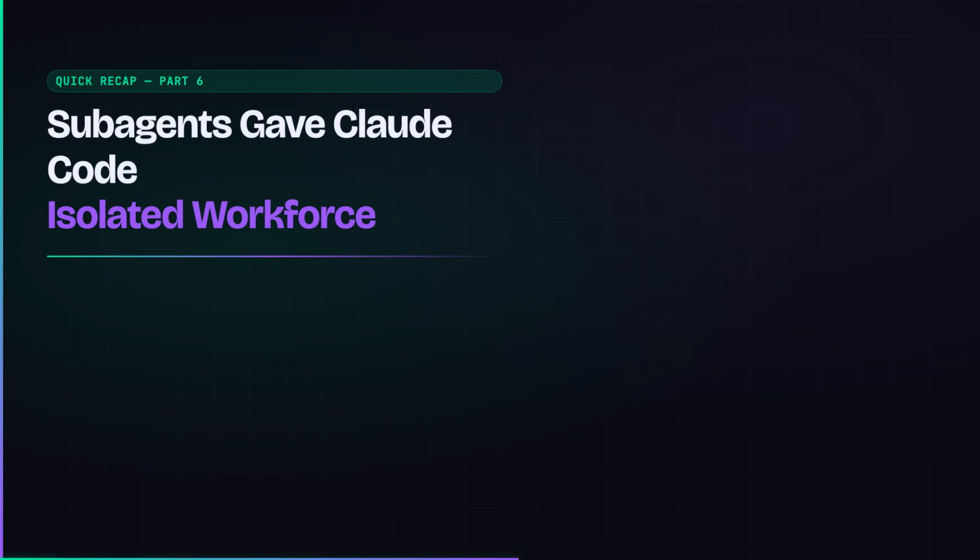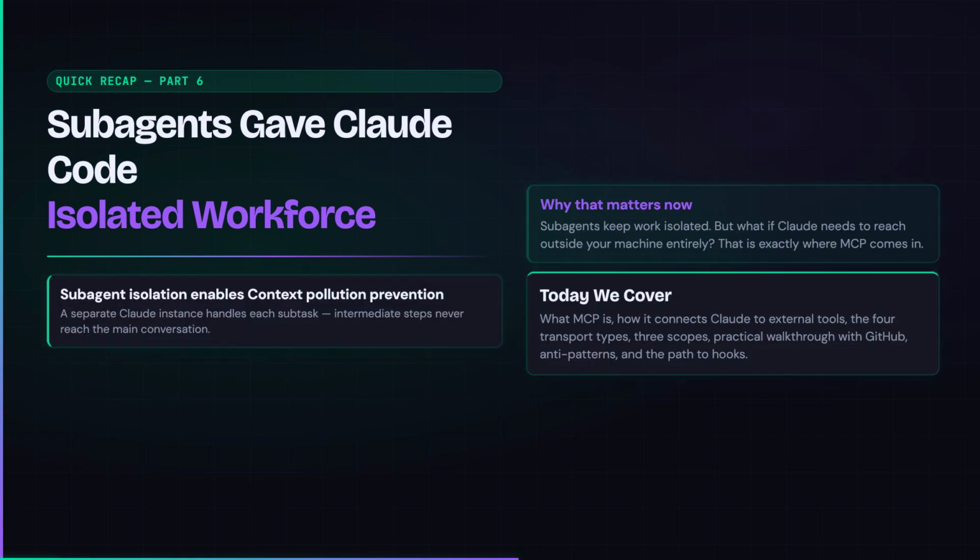Let's look at how subagents give Claude Code an isolated workforce. Before Claude reaches outside your repo, remember the last module. Part 6 was about keeping delegated work isolated, reviewable, and clean. Think of a subagent like a consultant in a separate room. That setup prevents context pollution because the main chat only gets the finished answer back.